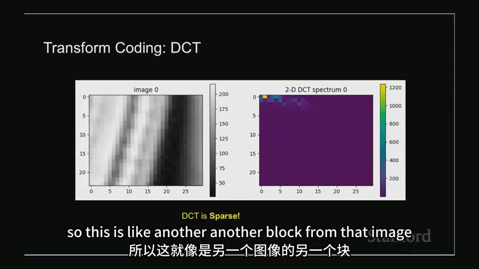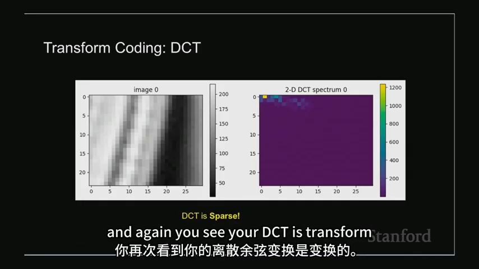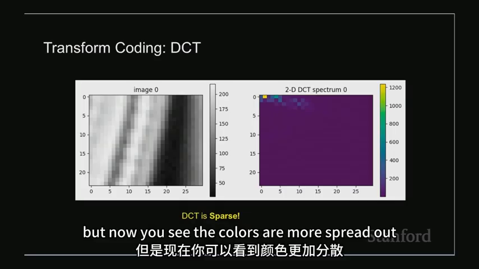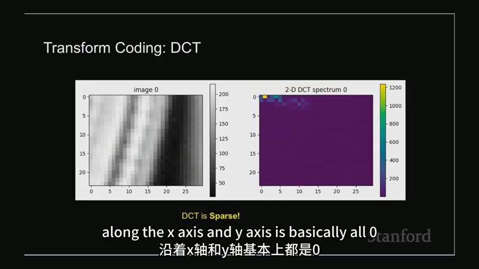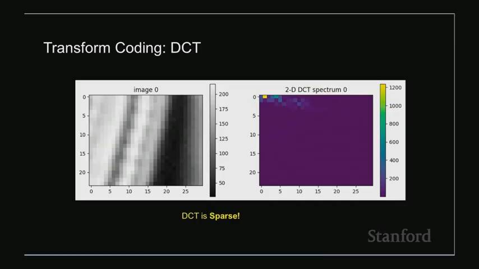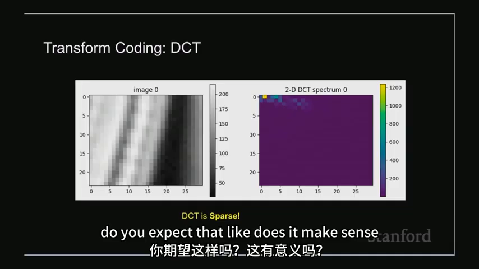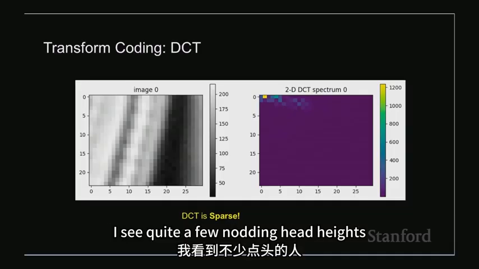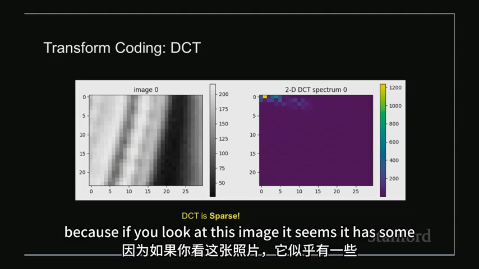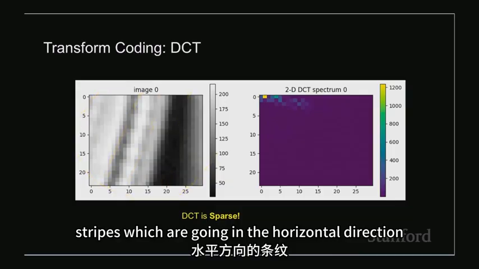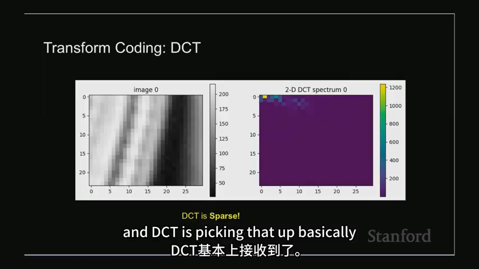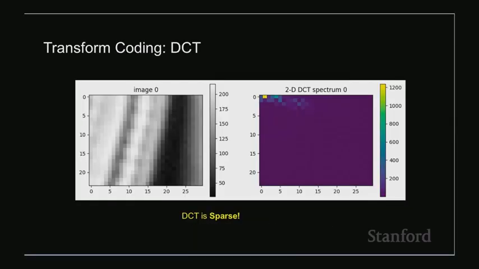This is another block from that image. Again, you see your DCT is sparse. But now the colors are more spread out along the x-axis, and the y-axis is basically all 0. Do you expect that? Does it make sense? Okay, I see quite a few nodding heads. It does, because if you look at this image, it has some stripes going in the horizontal direction, and DCT is picking that up. But still the signal is sparse.